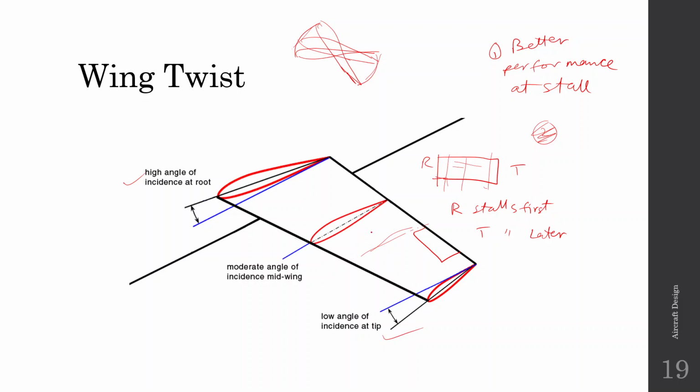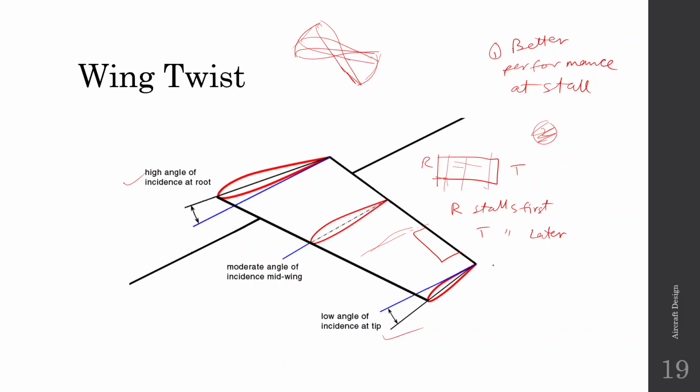But if the tip had stalled first or the root and the tip had stalled together, then the pilot may lose roll control, okay. So then the situation is worse, right? Because the plane has stalled and it has lost roll control. But in this twisted kind of scenario, when the aircraft has stalled, it will still maintain control and it can recover from the stall.